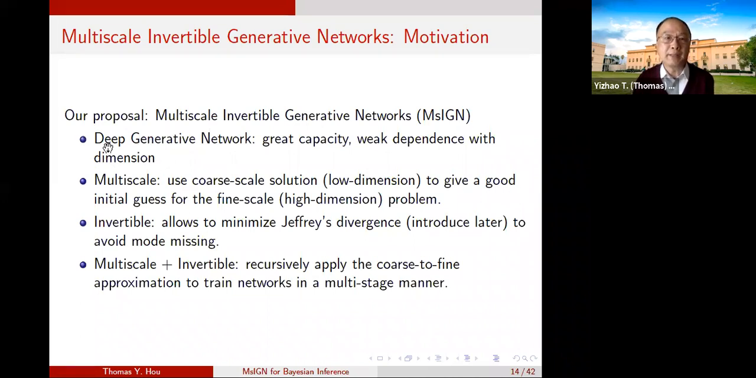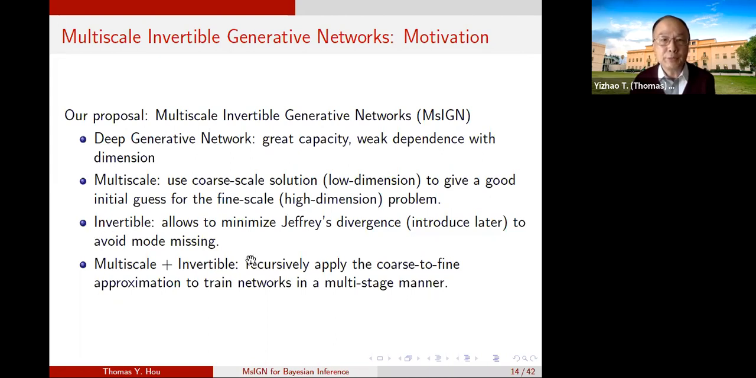First of all, we adopt a deep generative network to construct a transport map. We choose this deep generative network because of its large capacity and weak dependence on the dimensionality, and also because it very naturally fits the multi-scale feature: we use a coarse scale solution, which is low dimension, to provide a good initial guess for the finer scale solution. And we do it in a recursive manner.